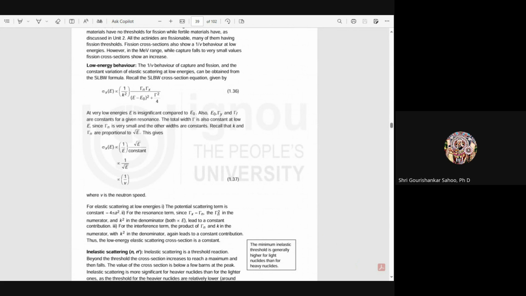So the cross-section equation may be written as sigma x is directly proportional to 1 by k, gamma n gamma x by (E minus E0) square plus gamma square by 4. So at very low energies, E is insignificant compared to E0. Also, E0, gamma gamma and gamma f are constants for a given resonance. So the total width gamma is also constant at low E. Since gamma n is very small and the other widths are constants, sigma x is directly proportional to 1 by E multiplied by root over E, which is directly proportional to 1 by root over E, which is directly proportional to 1 by v, where v is the neutron speed.